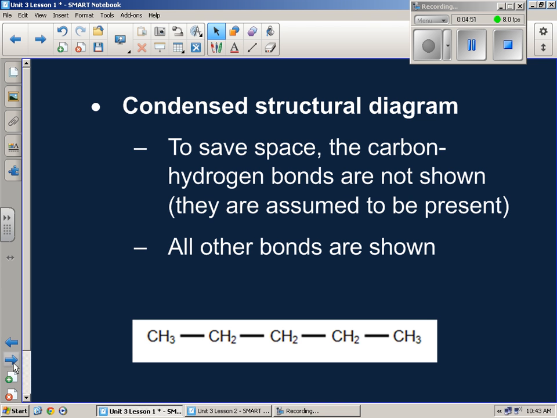So C to C, that's 1 bond there. Okay, so that's your 1 bond there. And then you'd have your 3 H's coming off of there. And that's where we put that right there instead. Okay, so that's called the condensed structural diagram.